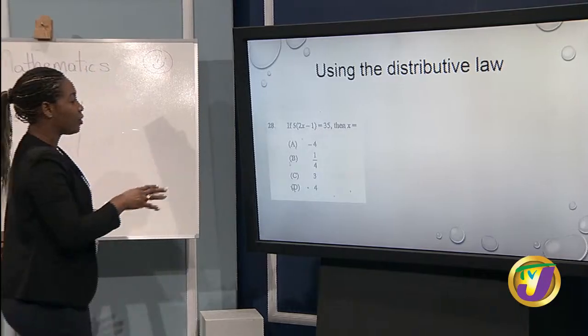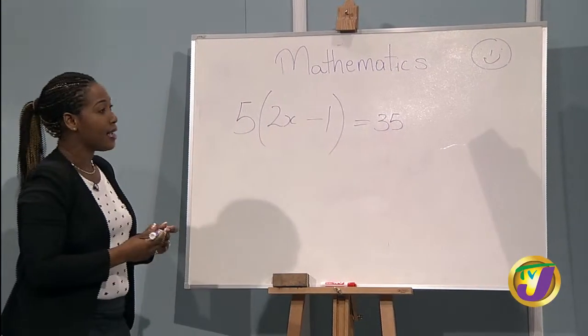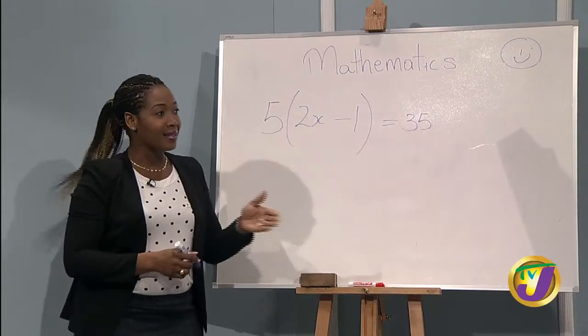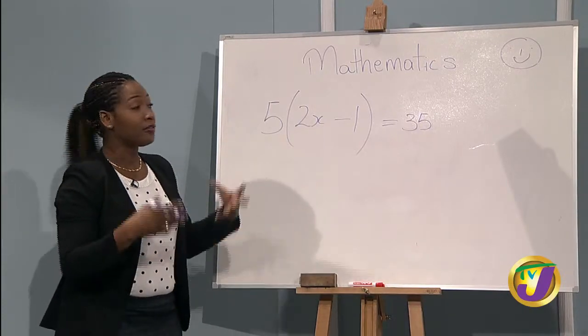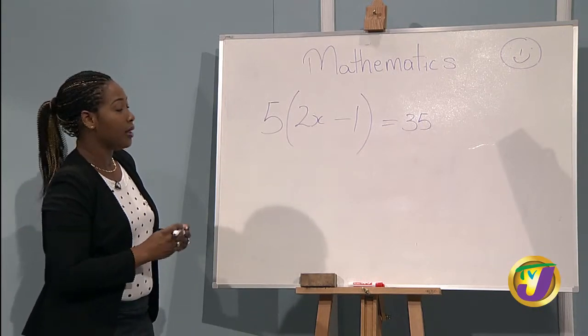So let's write this on the board, and let's work through it, and then we go back to the screen. So we have, if 5 open bracket 2x subtract 1 equals 35. So we have 5(2x − 1) = 35. This is an actual CSEC question, guys, and you are asked here to apply the concept of algebra. What do we do? It wants you to find out the value for x.